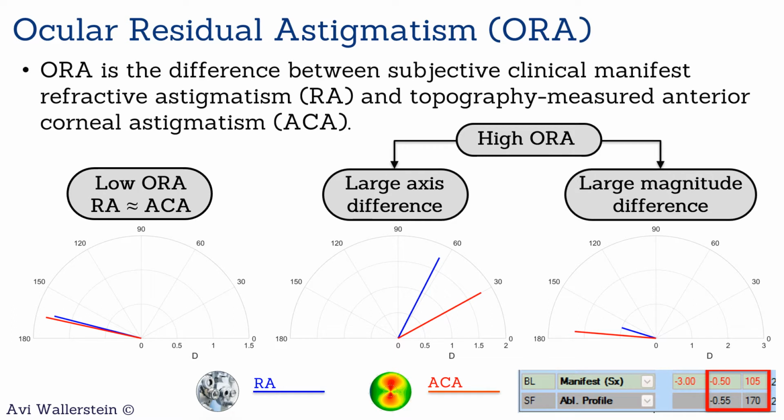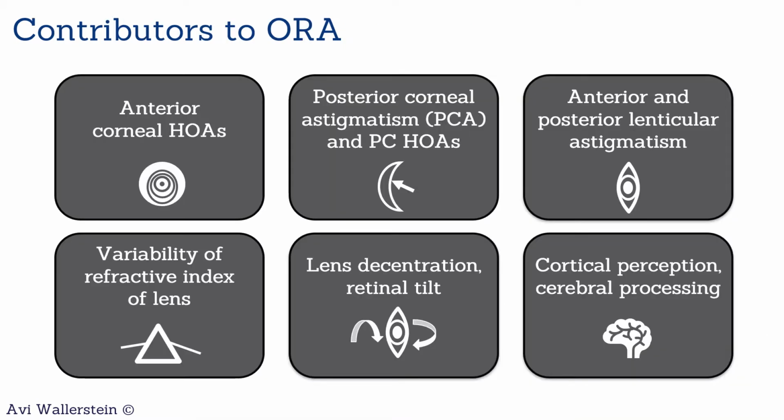There can be a difference in both the axis or the magnitude of astigmatism. The bigger the difference, the higher the ORA. The various optics of the eye can contribute to this difference, including the posterior cornea, the lens, and the brain. Now, what is the impact of anterior corneal HOAs on ORA?